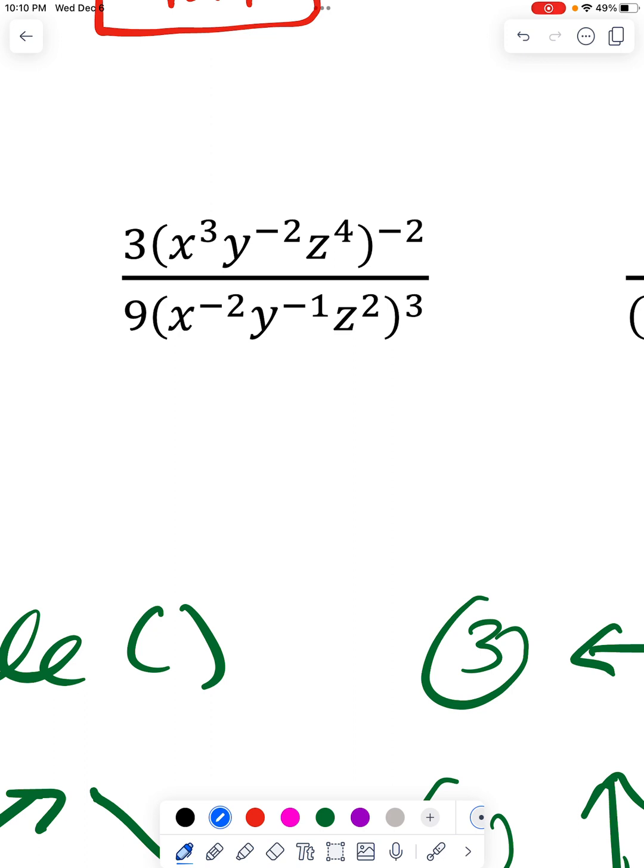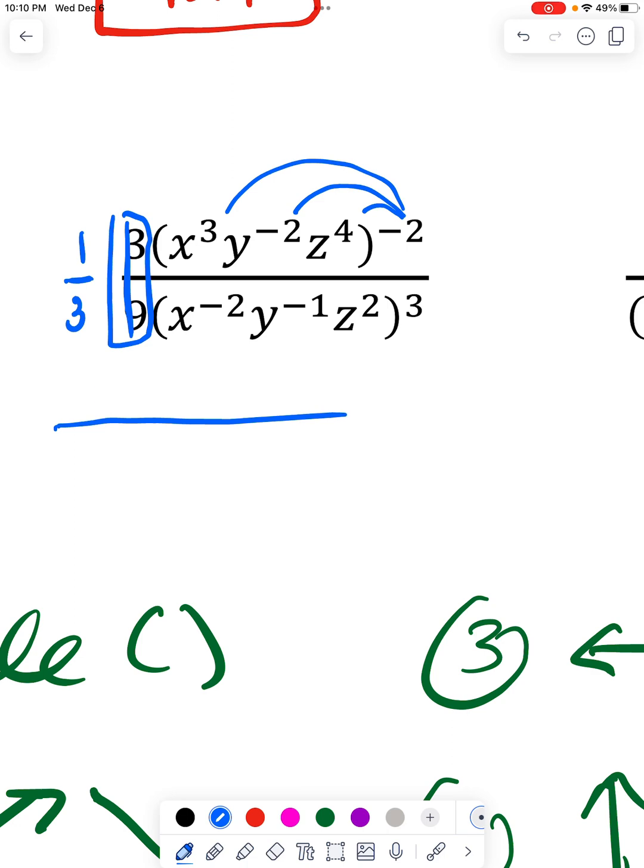I'm going to start, like I said, by distributing this power. And first of all, this is going to reduce to 1/3. So I'll probably just do that now. So I'm going to have on the top a 1 and on the bottom a 3. When I distribute the -2 to the x, I get x to the -6. I'm multiplying the powers. The y actually turns into a +4 because of -2 times -2. And then the z is going to have a -8 because -2 times 4.